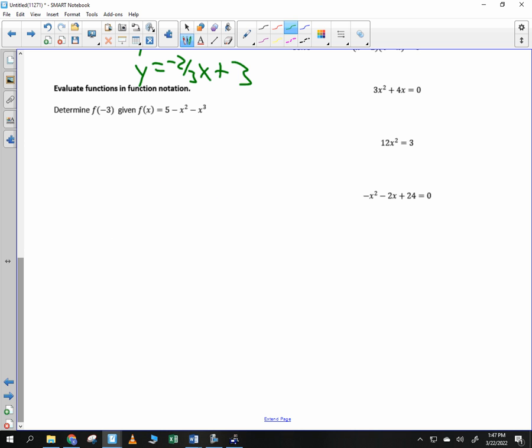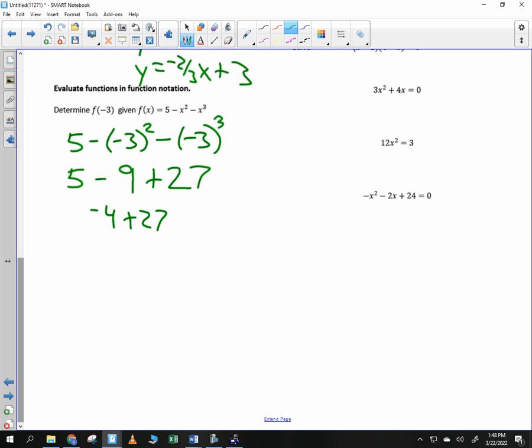Evaluate functions using function notation. F of -3 given f of x is 5 minus x squared minus x cubed. Go ahead, do it on your own, see if you can get it. Okay, you should have 5 minus -3 squared minus -3 quantity cubed, which will give you 5 minus 9, plus 27. 5 minus 9 is -4, plus 27 is 23.